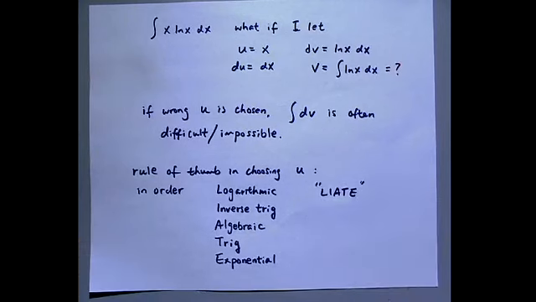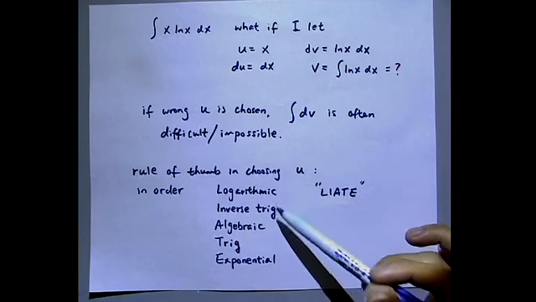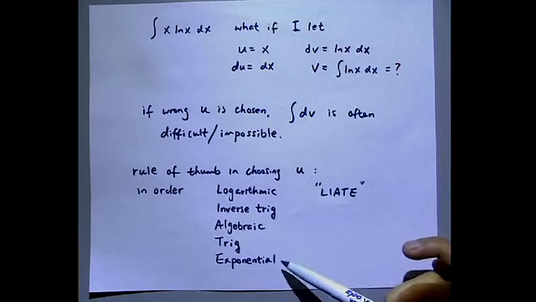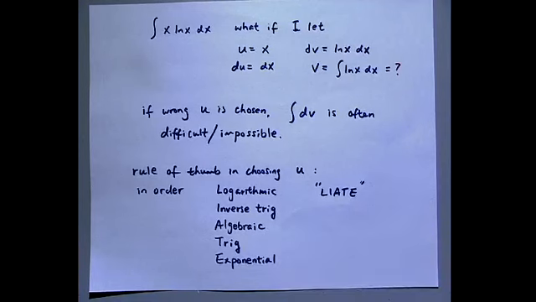So they spell out this silly little word that tells you the hierarchy in which you choose your u. So log first, inverse trig next, algebraic, trig, exponential. In other words, e to the anything, that's your very, very, very last choice. Anything else must come before e.